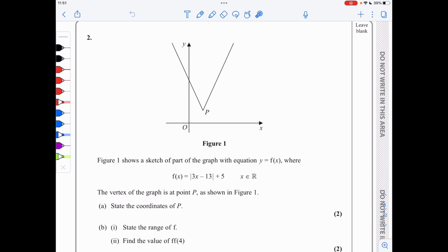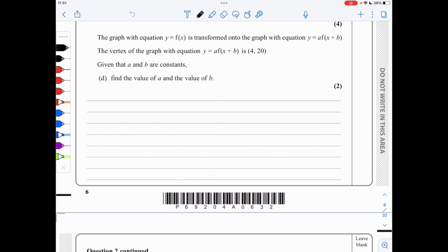In question 2, we're being given the graph of f(x) here, and we're asked to state the coordinates of the vertex P. We know that the vertex is at the point where the modulus expression vanishes, so at P 3x minus 13 should be 0. So this leads to x being 13 over 3. And if 3x minus 13 is 0, then y is 5, and therefore the coordinates of P are (13 over 3, 5).